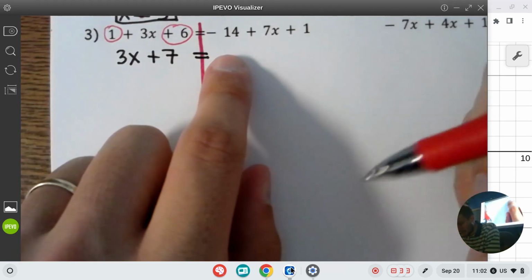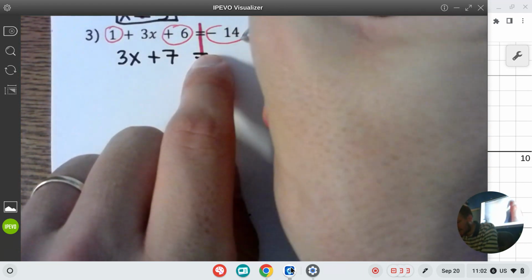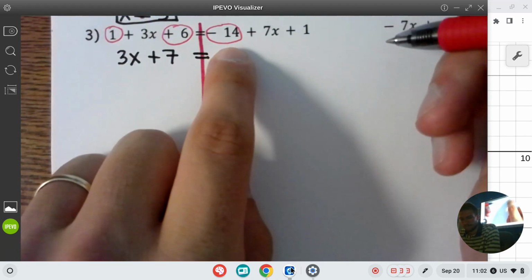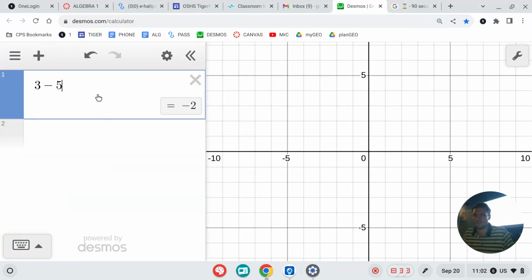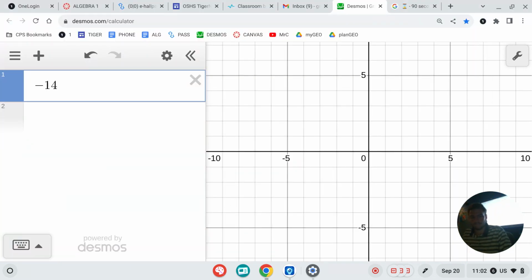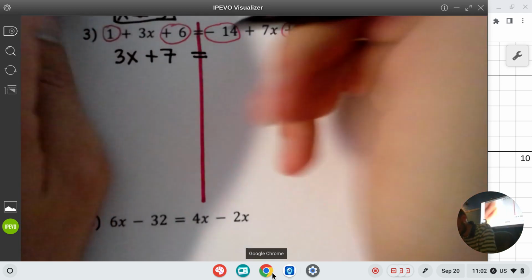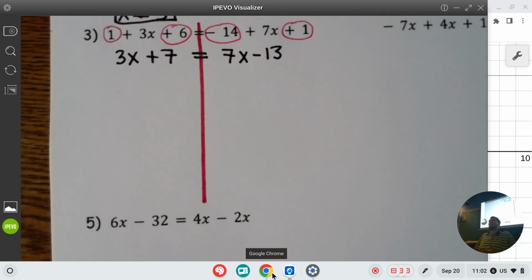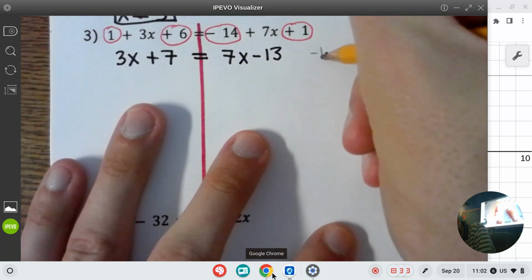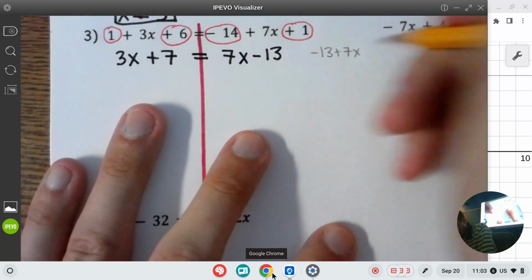Do we have any matches? Right, we heard this one earlier. You're 100% right. The negative 14 matches with what? The 1. Again, we're not doing anything crazy. We're just going to Desmos. We're just typing negative 14 plus 1. Simple addition. We got negative 13. Now, I'm going to write 7x minus 13. It's kind of a good habit to put the x's first if it's your call, but we're not really working on that yet. So if you have negative 13 plus 7x, this is also acceptable.